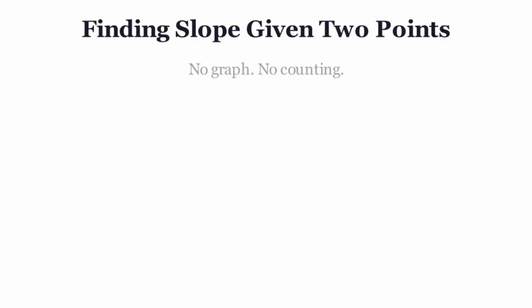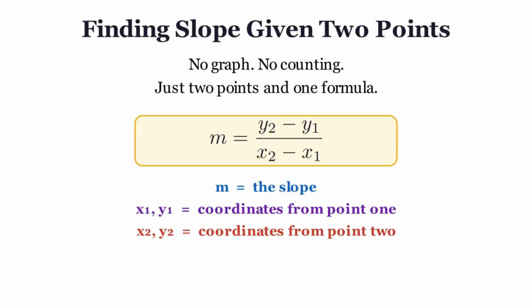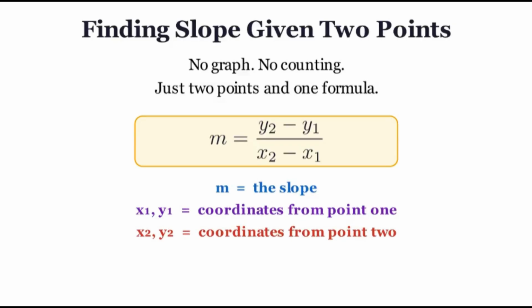Today, we are finding the slope of a line given 2 points. The formula. When you are given 2 points, you use the slope formula. M equals y2 minus y1 over x2 minus x1. M is the slope. x1 and y1 come from the first point. x2 and y2 come from the second point.